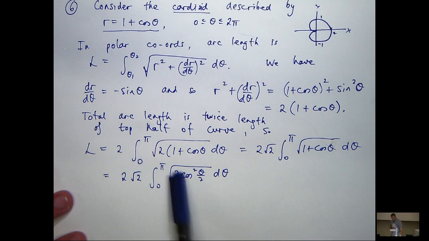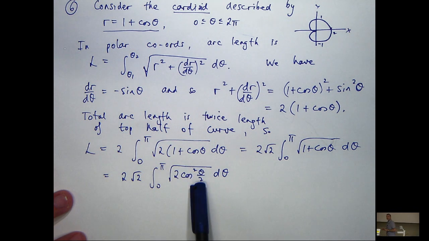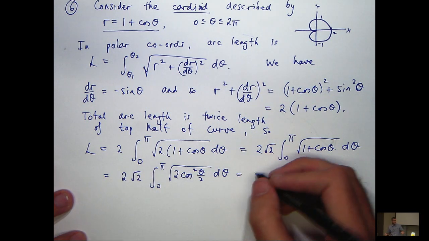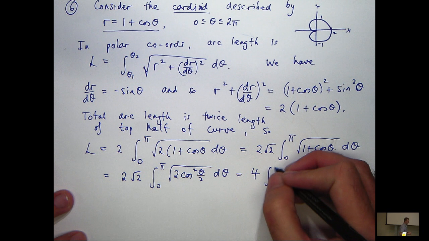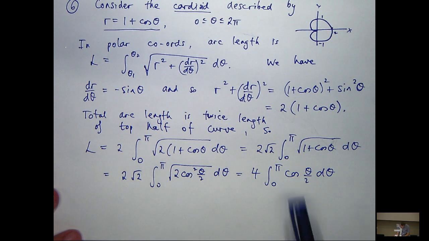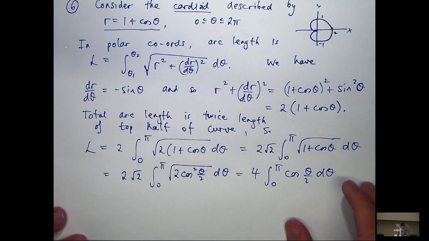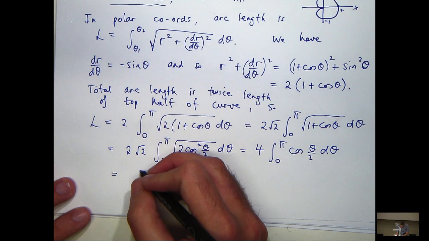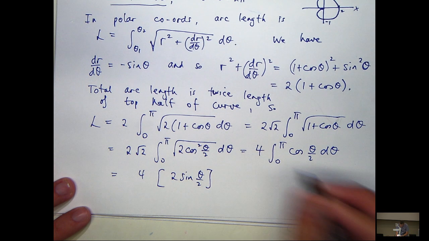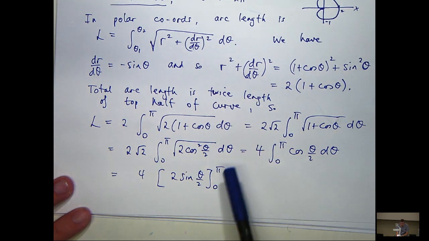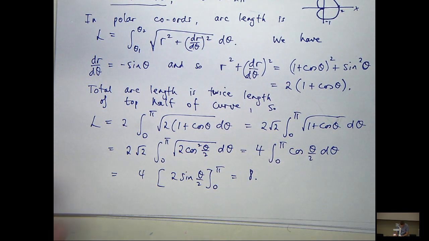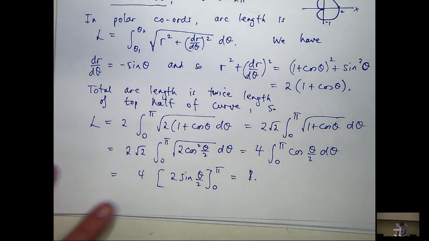Now, I can take the square root of 2 out again, and I don't need to worry about whether cosine is positive or negative here because it's always going to be positive. So take that square root out, I'll get 4 times this. And now I'm just integrating cosine theta on 2. So I'm going to have something like 2 sine theta on 2. And then I just need to plug these in, and I'll get 8.